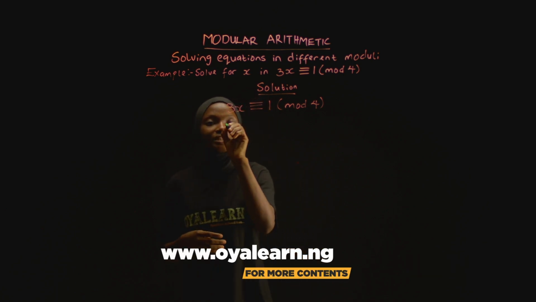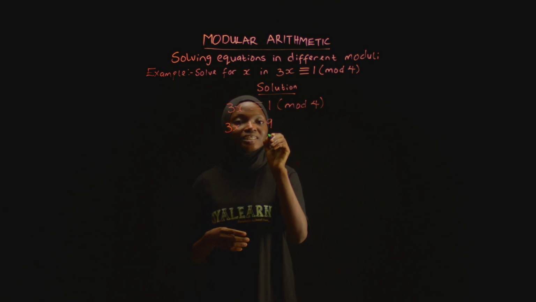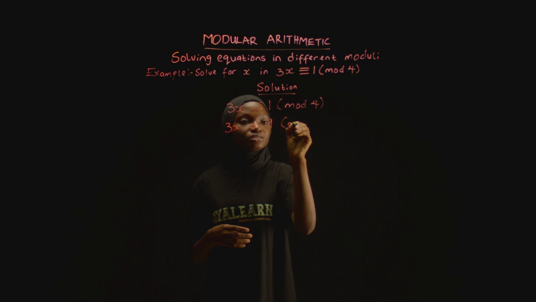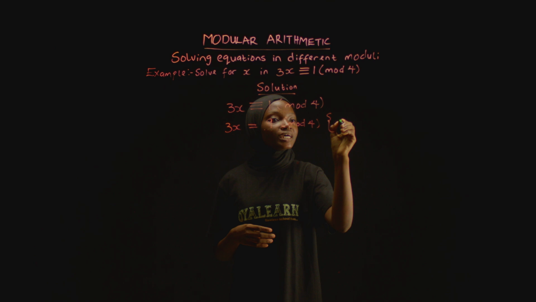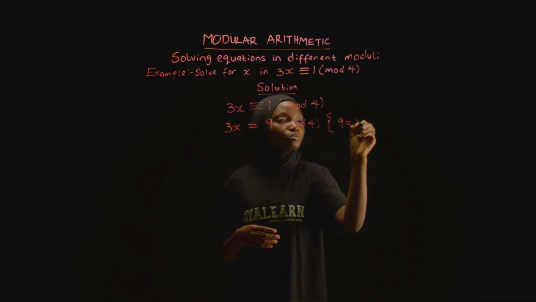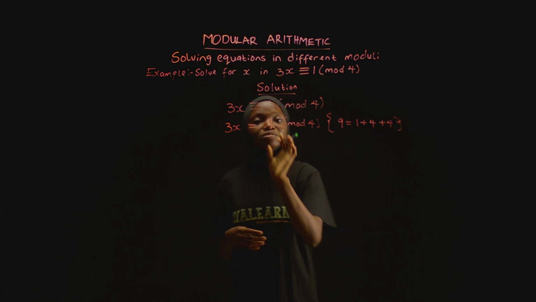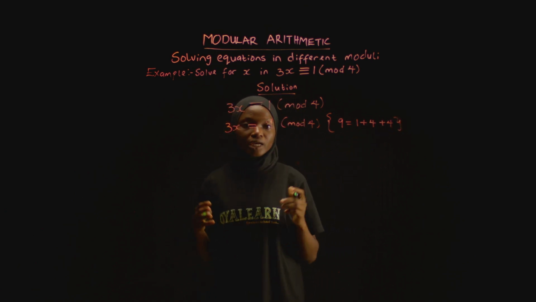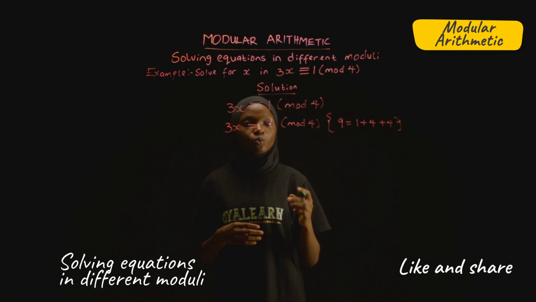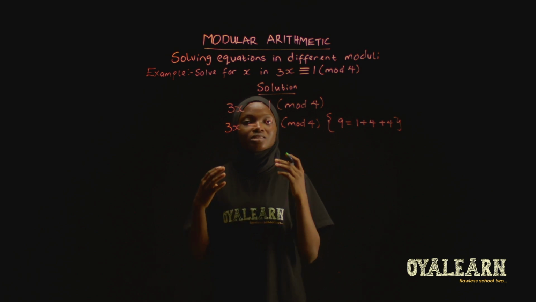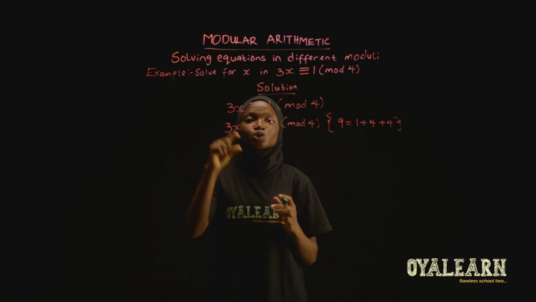So that is, we can say 3x equals 9 in mod 4. And why? Because 9 equals 1 plus 4 plus 4. And if you try converting 9 to a number in mod 4, by dividing it by 4, you have 2 remainder 1, which gives us back our value. So it's still the same thing. But we just want to make sure that it is something that we can divide this coefficient by.